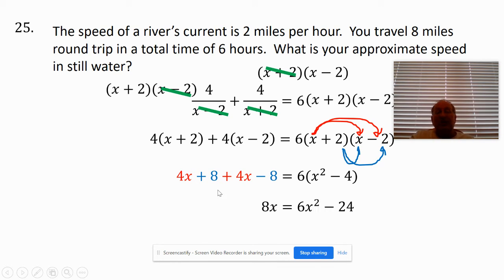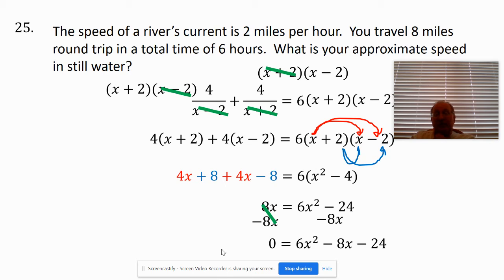Notice what's going to happen to the 8s. They're going to cancel out. And 4x and 4x makes 8x. And 6 times this makes that, which I'm now going to then subtract 8x from each side. So that I have the following equation right there, which I now need to factor. All right. And I'm going to divide them all by 2 because I like the numbers to be smaller.